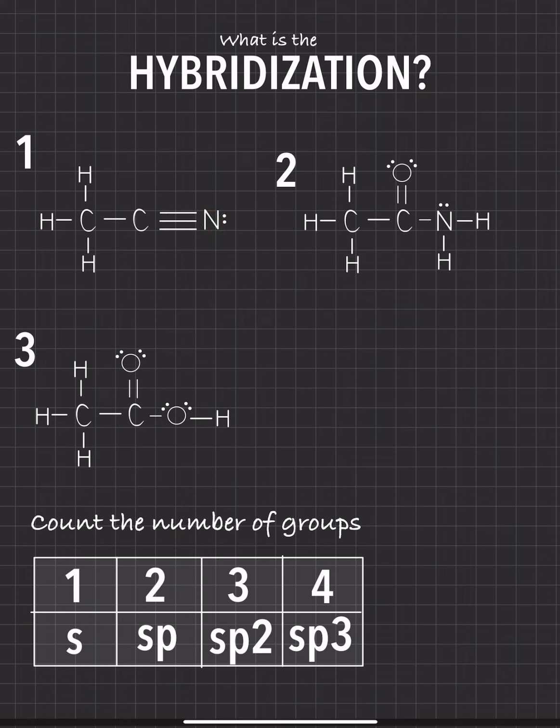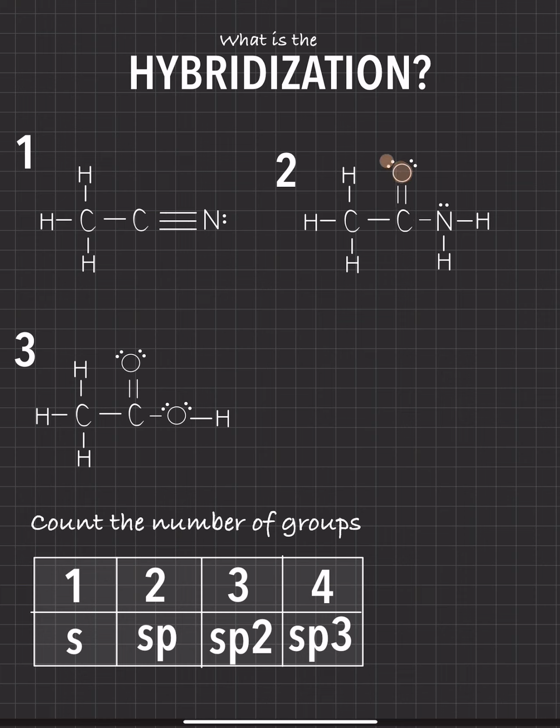Now let's jump over to example 2. So again, these hydrogens, only one group. So those hydrogens are going to have a hybridization of S. This carbon, again, it has 1, 2, 3, 4, is going to be sp3. Now let's go over to this carbon. So you have one group here. This double bond counts as a group, and one group here. So the hybridization of this carbon is going to be sp2.